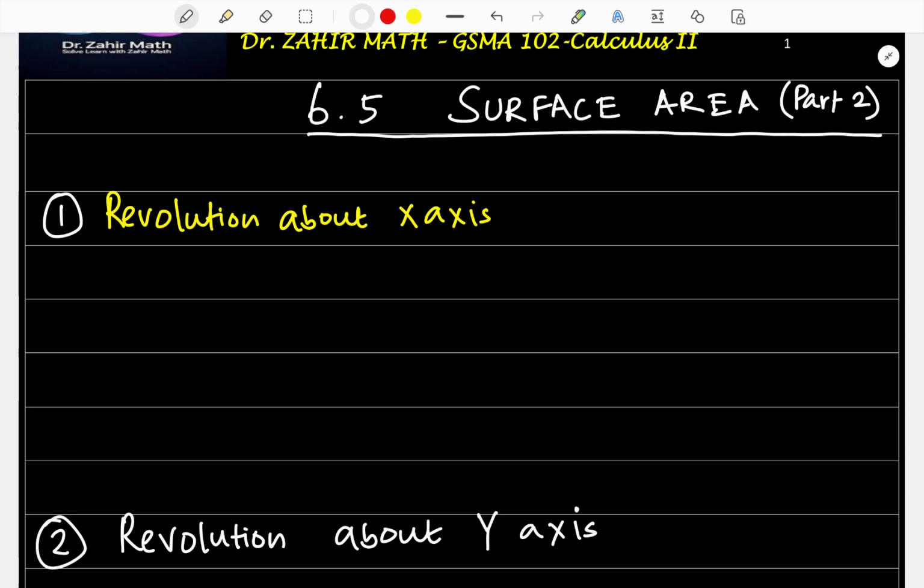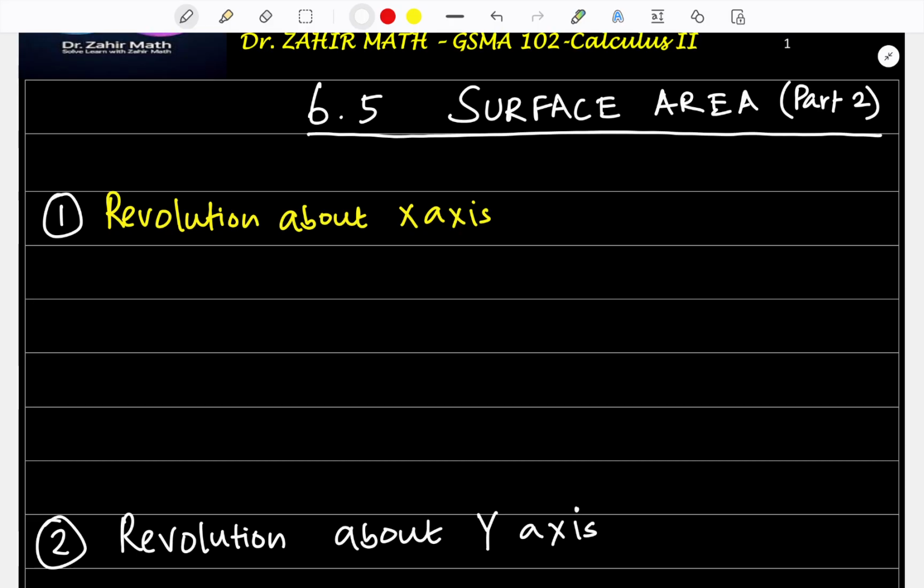If you are struggling to visualize or calculate the surface area generated by rotating a curve, this video will make it super clear and easy, step by step. We will do example 4 and question number 34. Both are important problems that may appear in exams. Make sure you pause the video, try the problems yourself, then follow along with me. Let's begin with the first question.